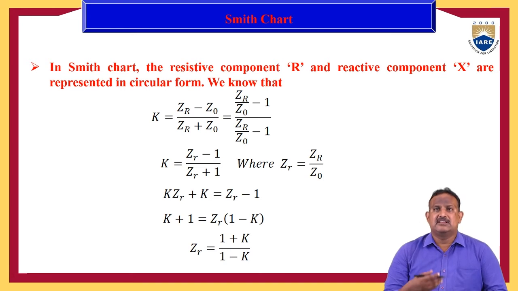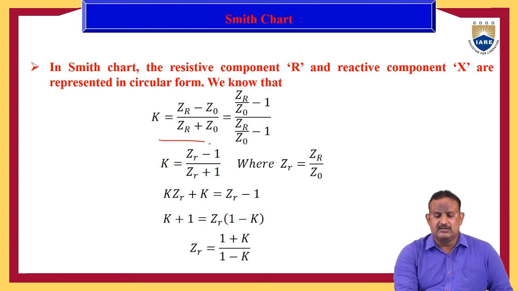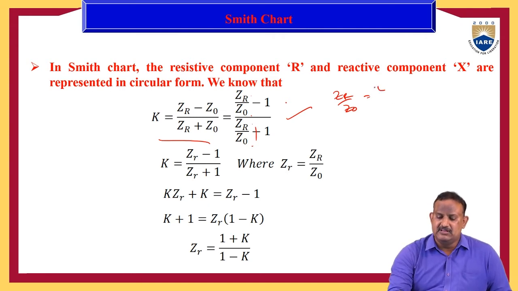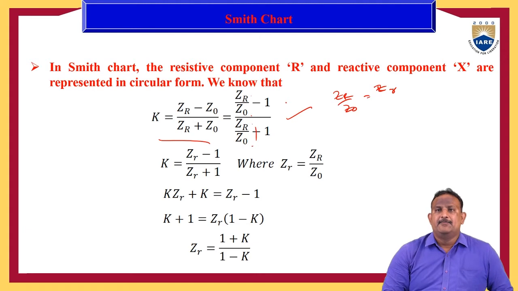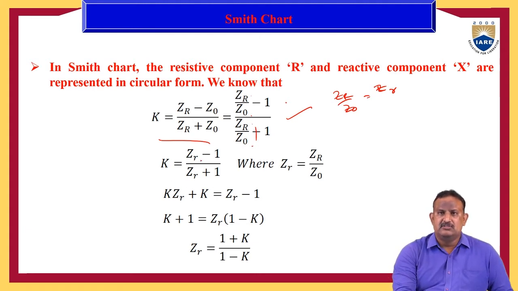In the Smith chart, the resistive component R and reactive component X are represented in a circular form. We know that the reflection coefficient K is equal to (ZR minus Z0) by (ZR plus Z0). If we take Z0 common in both the numerator and denominator, we have (ZR by Z0 minus 1) by (ZR by Z0 plus 1). Therefore ZR by Z0 is known as the normalized impedance, which can be represented as small z. Therefore the equation becomes K is equal to (z minus 1) by (z plus 1).